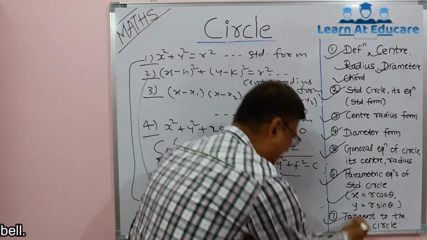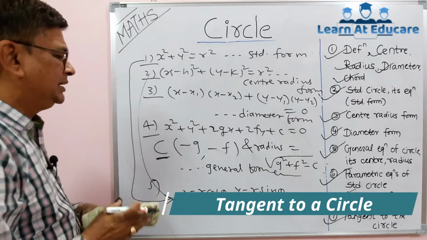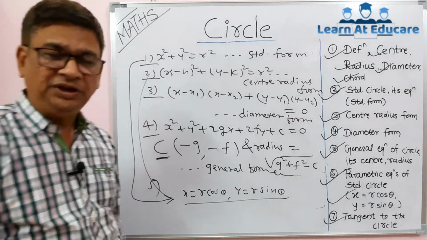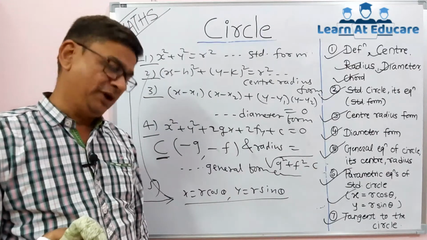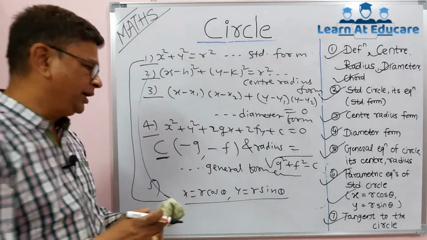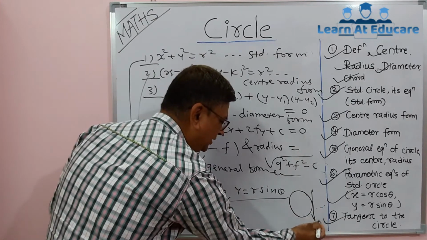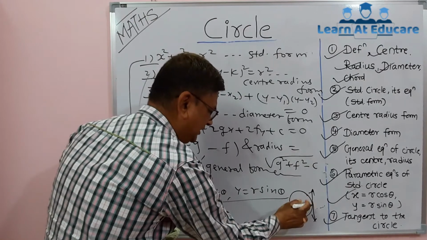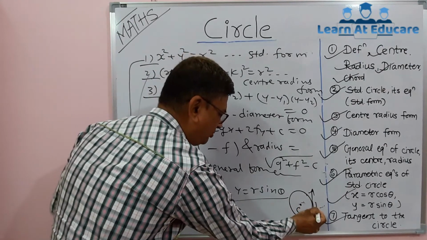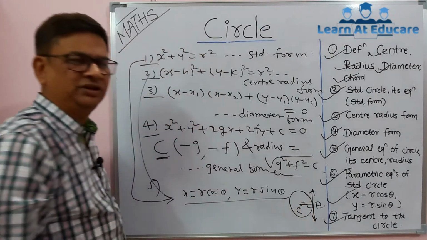Then the last concept is the tangent to the circle. What is meant by a tangent to the circle? A tangent is a line which touches the circle externally at a single point. We know at every point on the circle there can be only one tangent, something like this. Suppose the center of the circle is C, and this is the point of contact P, then you know this CP is always perpendicular to the tangent.